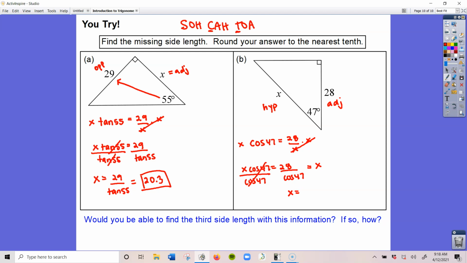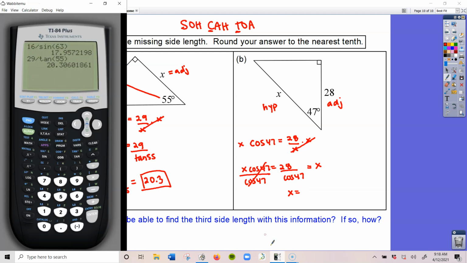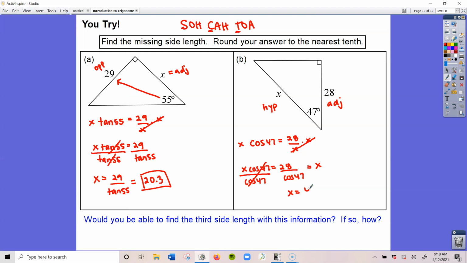So now I'm going to put that into my calculator. And I get the answer of 41.05. And since I'm rounding to the nearest tenth, that would be 41.1. And this would be my answer.